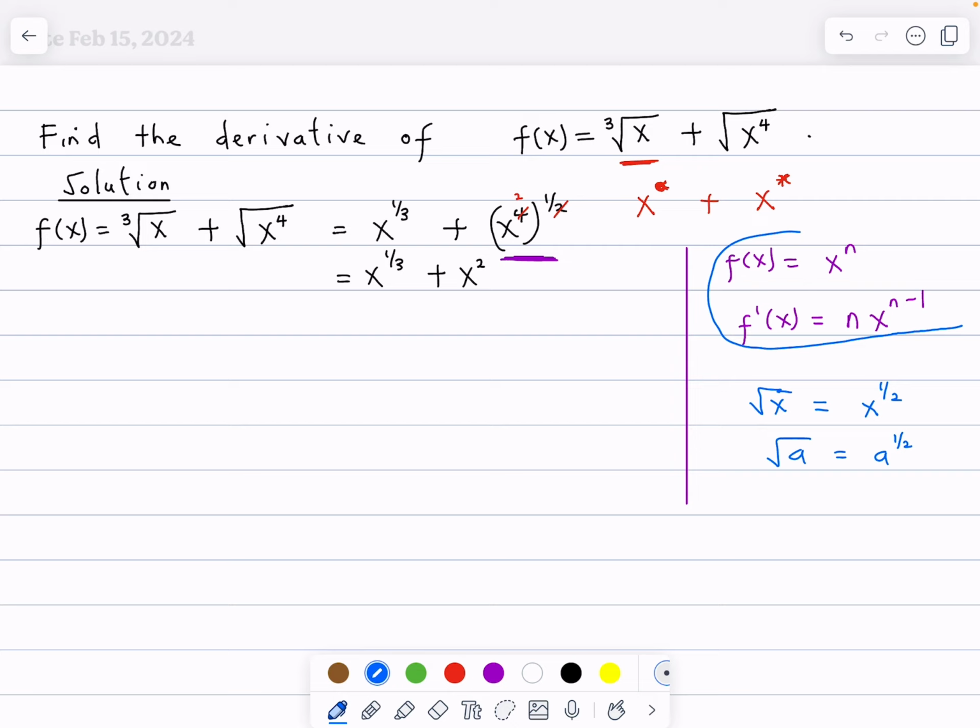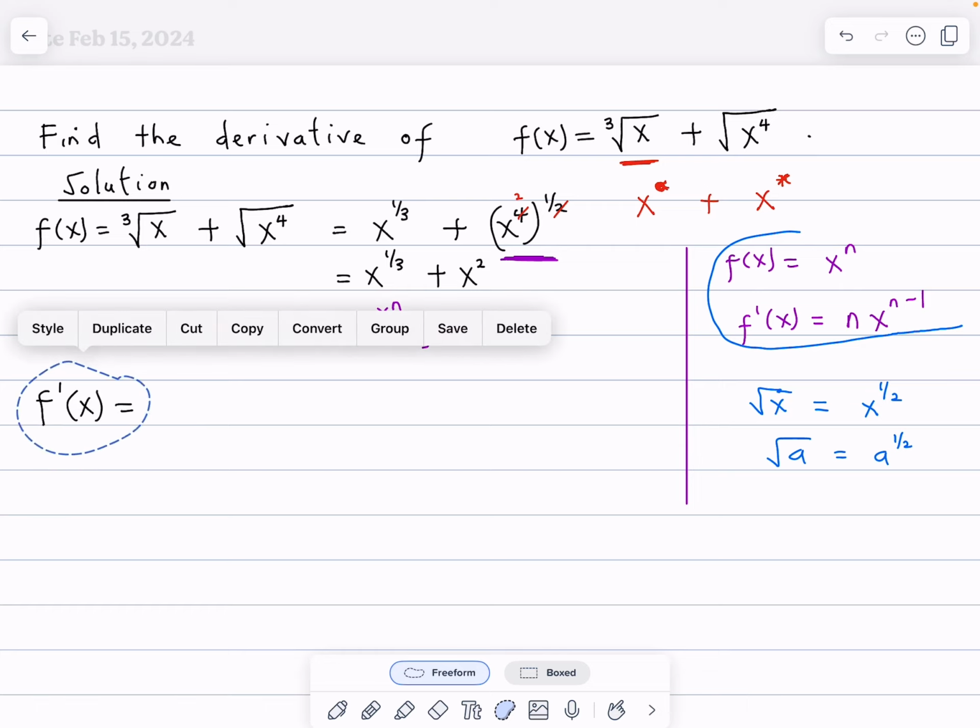So now I'm going to apply the power rule. My derivative is denoted as f prime of x. Using the power rule, if I have this x to the n here, I bring down the n, which here is 1 over 3. So if I bring down the n, which is 1 over 3, I'm going to have 1 over 3.